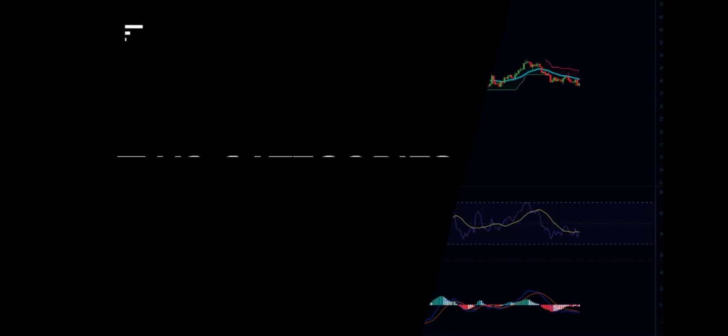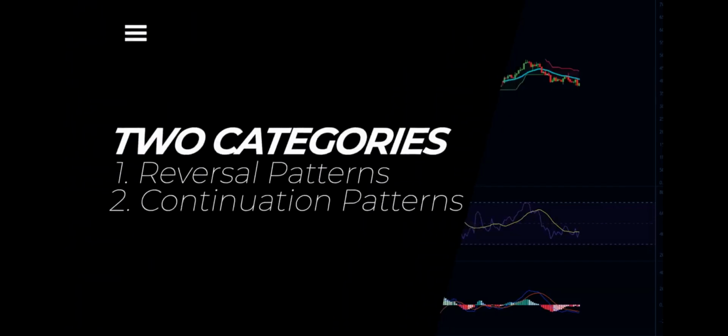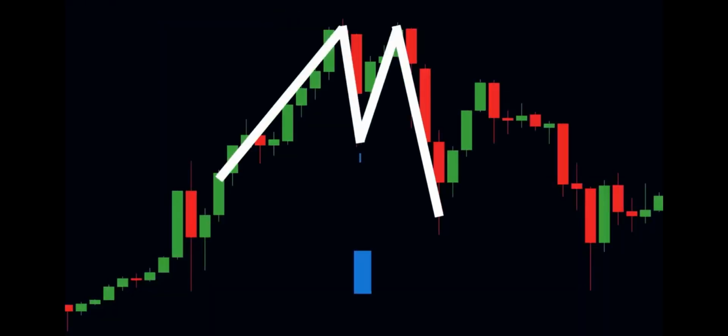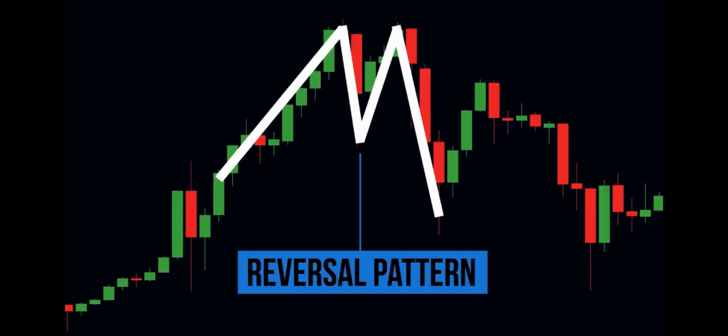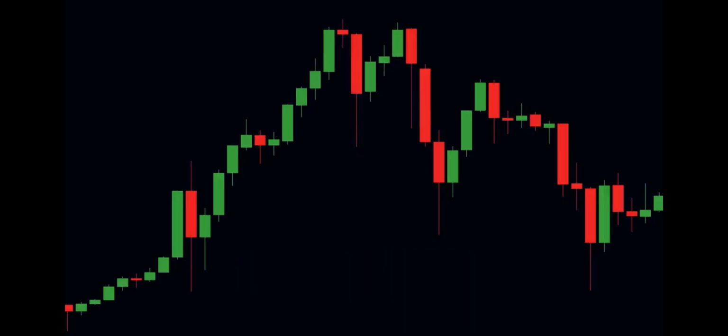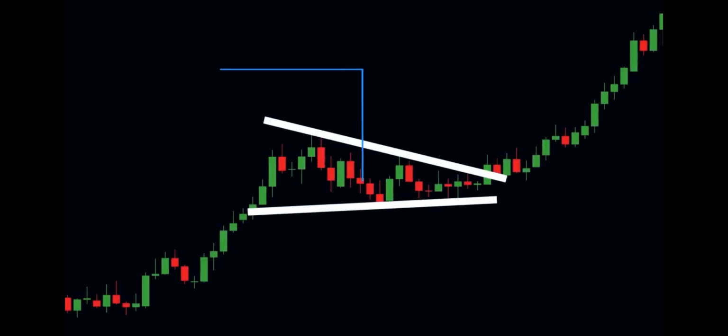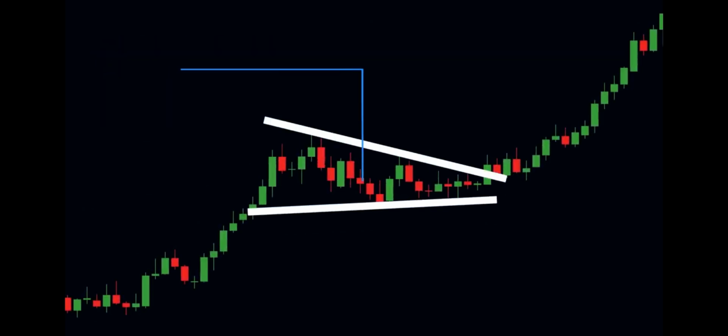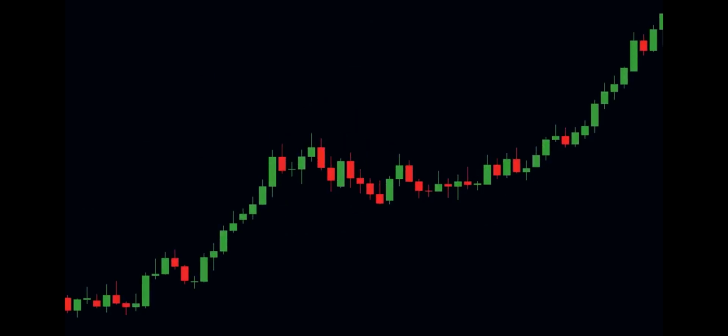Firstly, these chart patterns can be generally classified into two categories. Number 1, reversal patterns. Number 2, continuation patterns. Reversal patterns are those chart patterns that generally occur at trend reversals. And continuation patterns are those chart patterns that occur as a form of pullbacks in a trend. Under both these categories, we have several chart patterns.